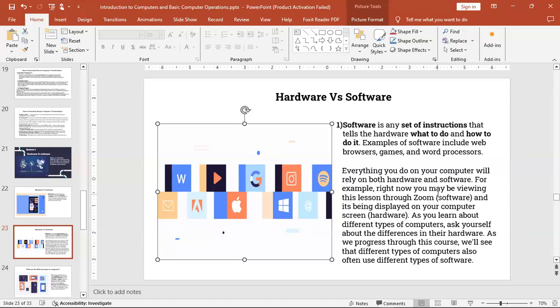And what did the Zoom do? It told your computer hardware, which is your screen or your monitor, to display it. So right now you may be viewing this lesson through Zoom and it's being displayed on your computer screen, that is hardware. As you learn about different types of computers, ask yourselves about the differences in their hardware. As we progress through this course, we'll see different computers, which often use different types of software. So let's look at some different types of computers that we have.